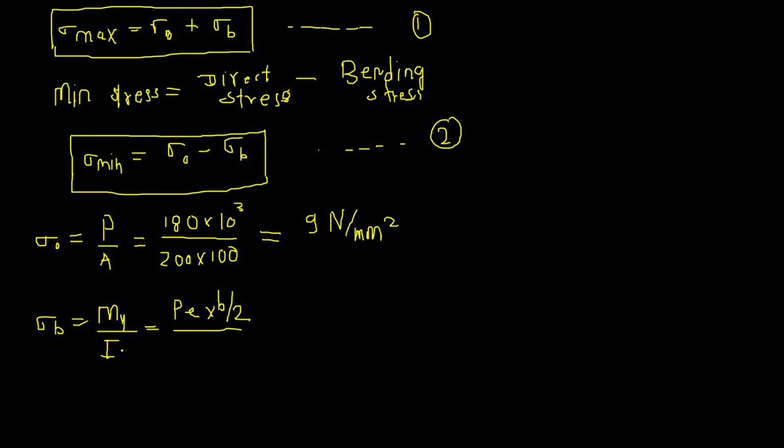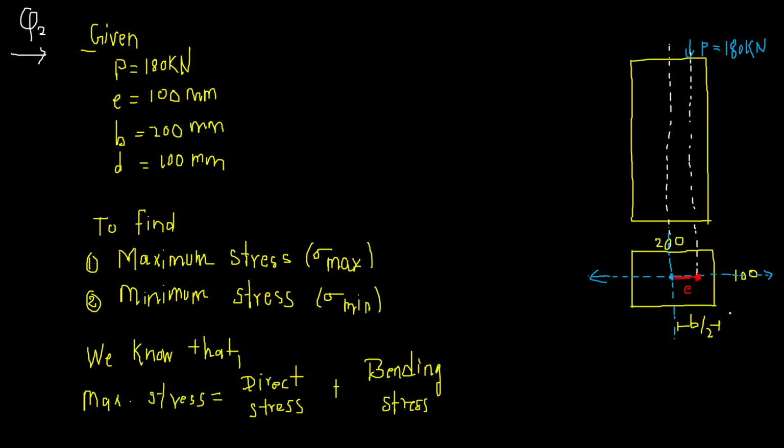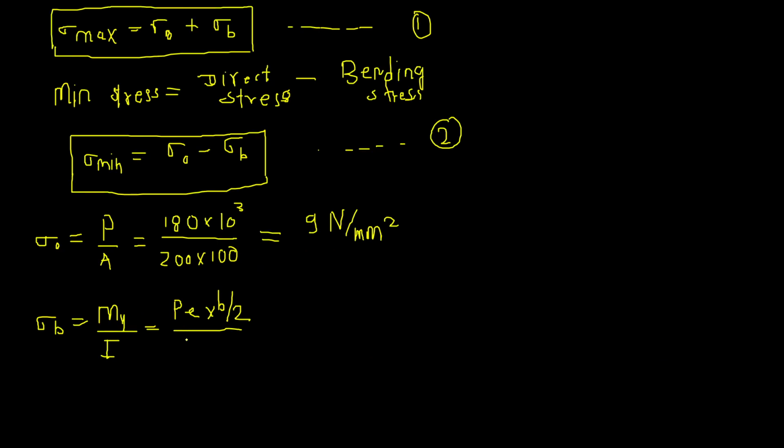Now to decide whether to take Ixx or Iyy, we have to take the concept of bending axis, that is, about which axis the bending is taking place. The bending is taking place about the y axis, so we will have to take the Iyy value.